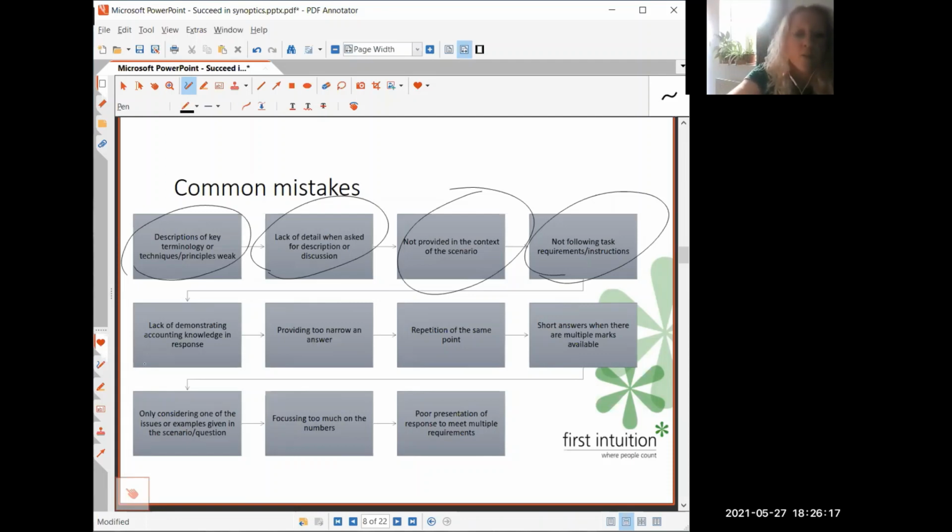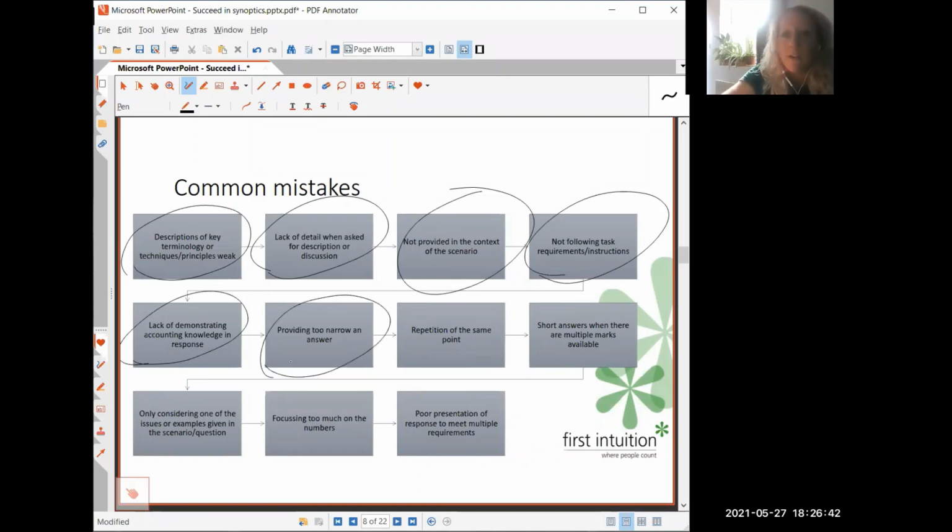Lack of demonstrating accounting knowledge in the response. Just remember, the exam is about getting your AAT qualification. So it is an accounting qualification, and you should be making sure that your response is demonstrating your knowledge, understanding, skills and abilities from a finance perspective.